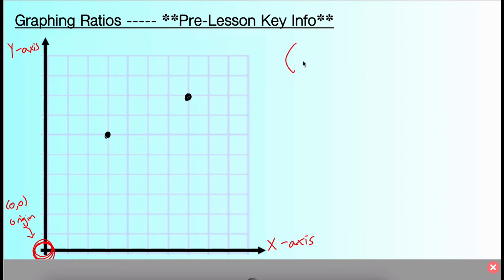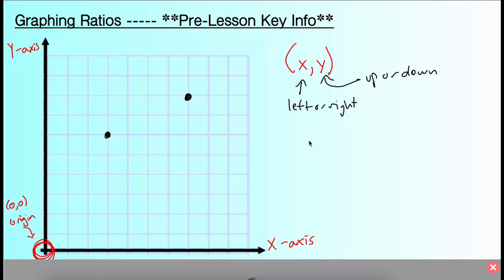So an ordered pair, the first number represents the x and the second number represents the y. So the first number in the ordered pair tells you how far to go left or right, and the second number tells you how far to move up or down. Now in our case, we're only going to be moving to the right and up. We're not moving to the left or down. That'll be at a later lesson this year. Let's practice plotting 2 points and then we'll get going into our ratios part of this lesson.